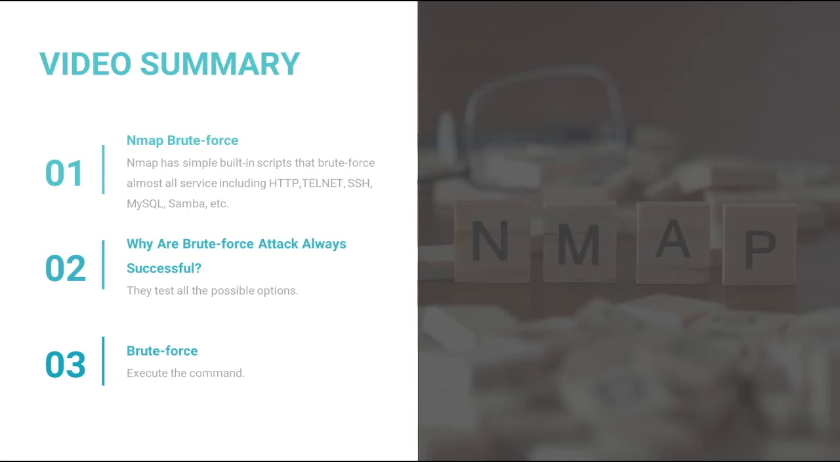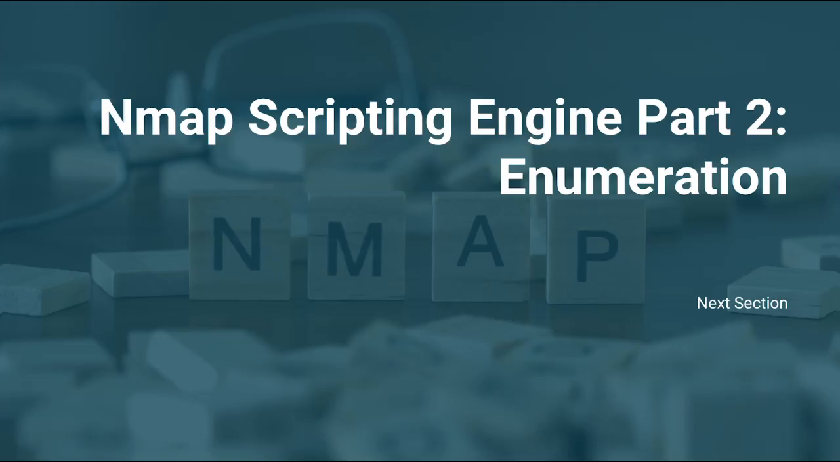Let's have a video summary. First, we talked about Nmap brute force on many services such as HTTP, SSH, MySQL, and FTP. We tested all the possible options and showed you how you can have a successful attack on your target. And then we executed the commands in our Kali Linux. The next video will be the first video of Section 4, Scripting Engine Part 2, Enumeration. Good luck.